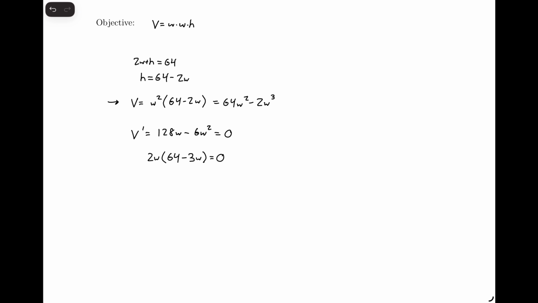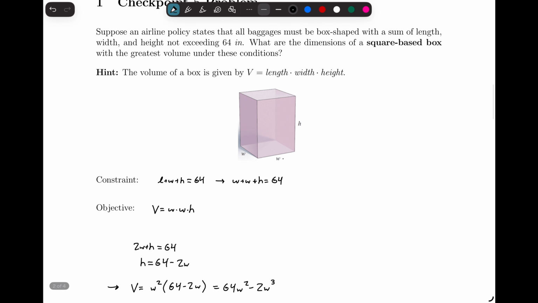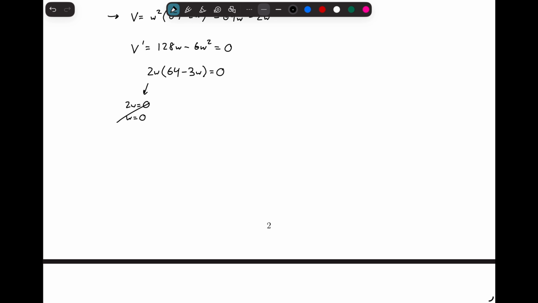Since I have basically two factors set equal to 0, I can write them independently. I'll have 2W equals 0, so W equals 0. But this is trivial, just based on this image right here. If W is equal to 0, then we don't have a box at all, and that doesn't make any sense. So cancel that out, or forget about it. The other factor is the one we're going to use: 64 minus 3W equals 0, so W equals 64 over 3.